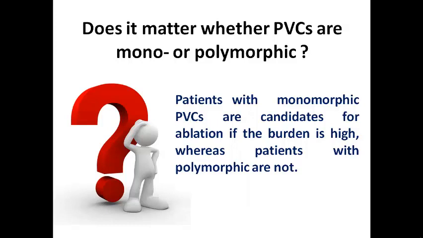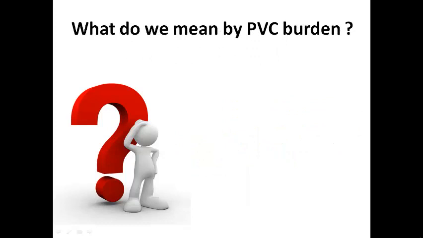So monomorphic PVCs clear the way: if this patient is symptomatic with a high PVC burden and developing complications from the PVCs, we may proceed to ablation. But in polymorphic PVCs it is not the same situation.